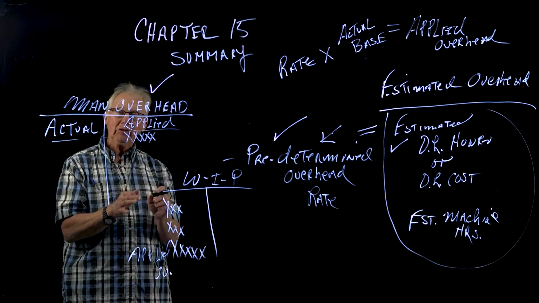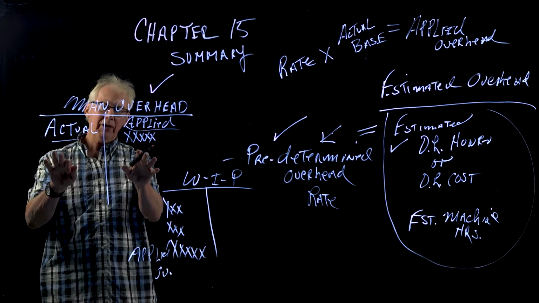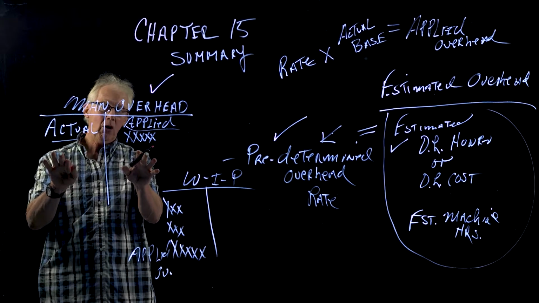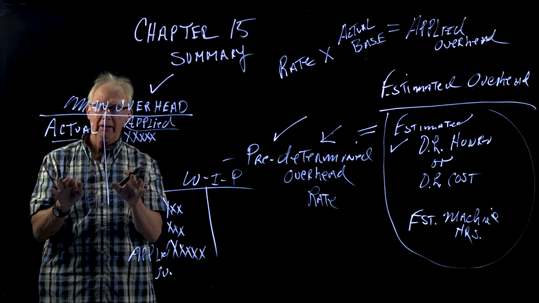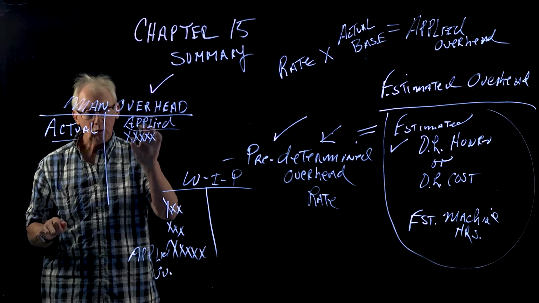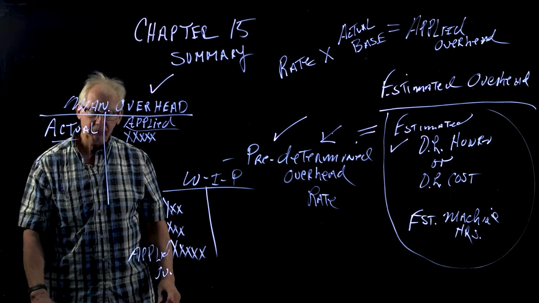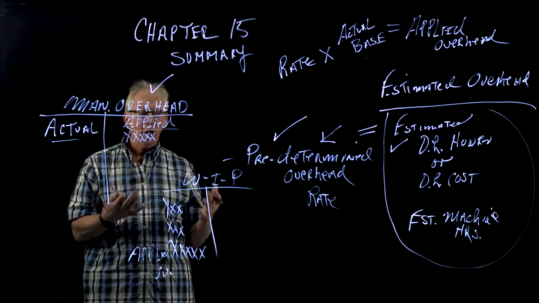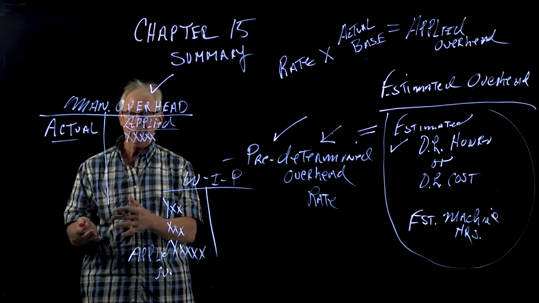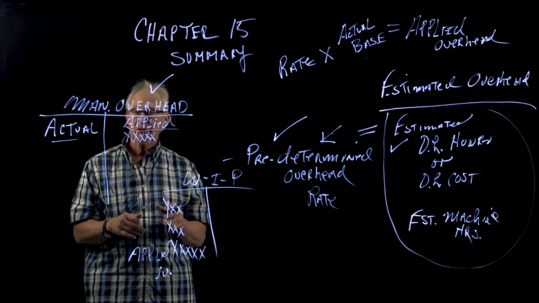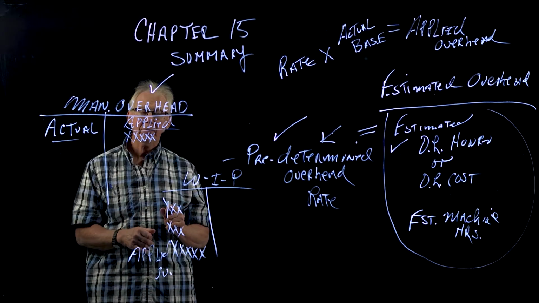So what you have is you have all the applied overhead on the right side and all the actual overhead on the left side. And you can always look at your overhead account and say, right side's applied, left side's actual. So that's a big difference, from chapter 15 to chapter 14. Everything else is pretty much the same. Now, there's only one more step.